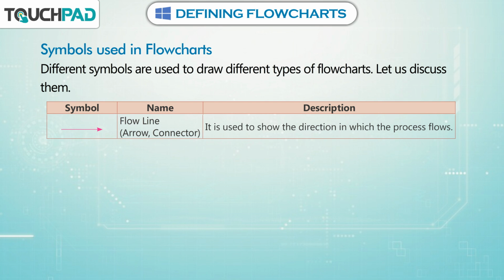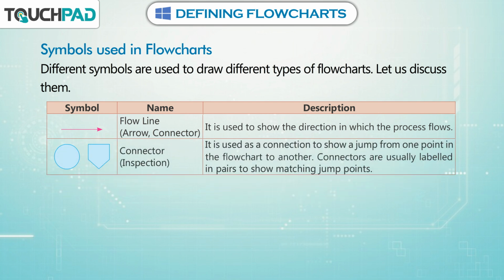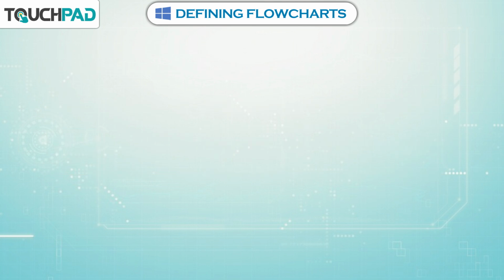Flow line. Arrow. It is used to show the direction in which the process flows. Connector. It is used as a connection to show a jump from one point in the flowchart to another. Connectors are usually labeled in pairs to show matching jump points.